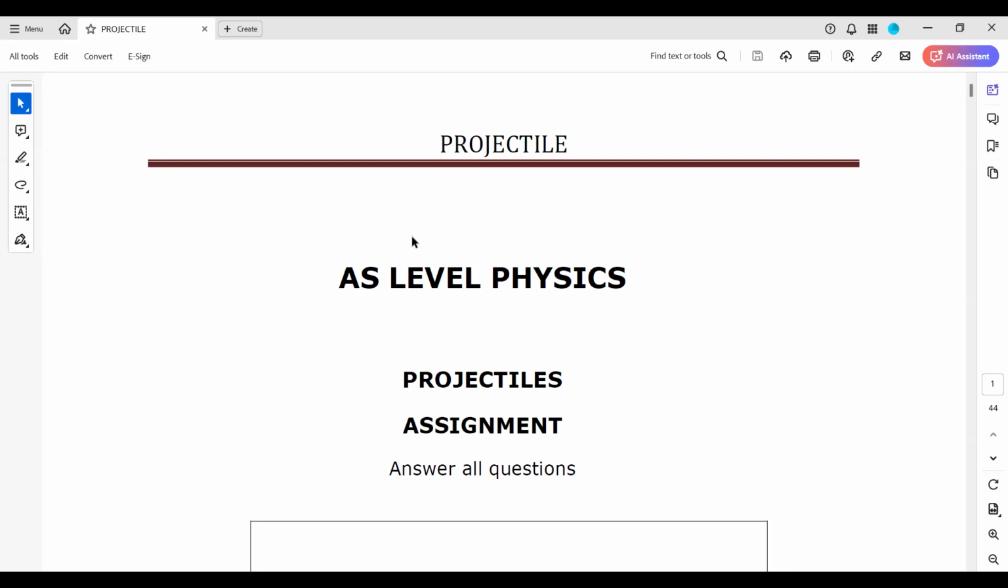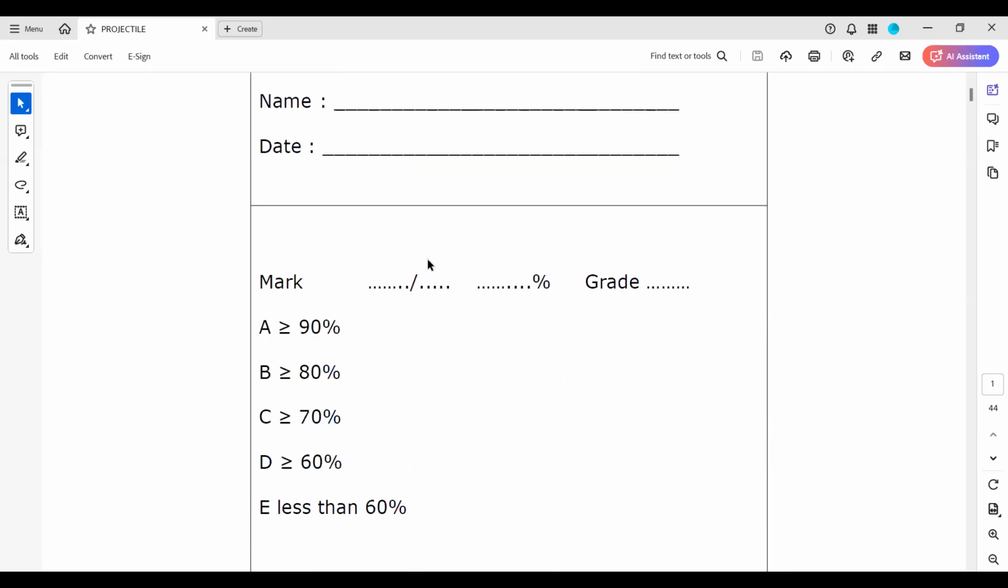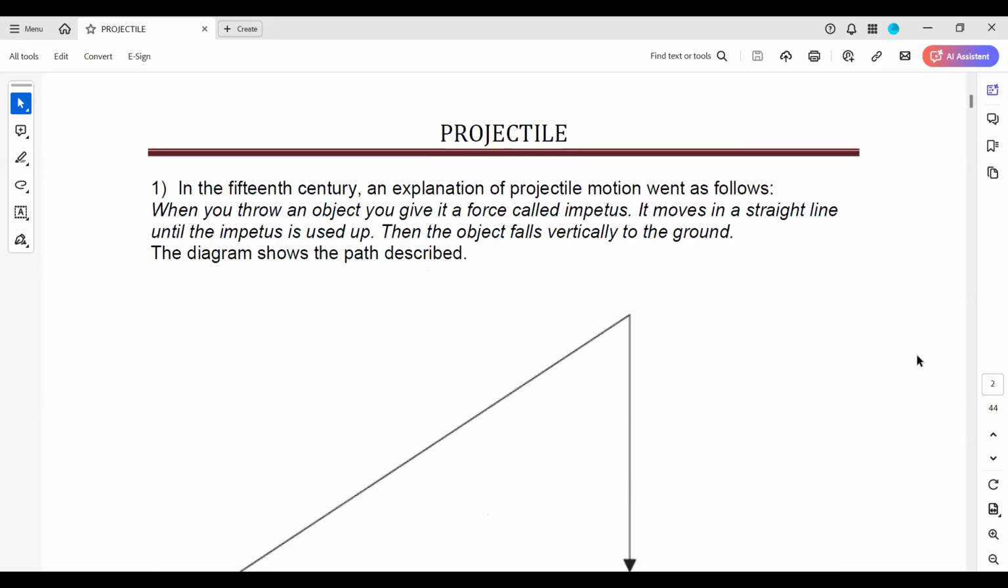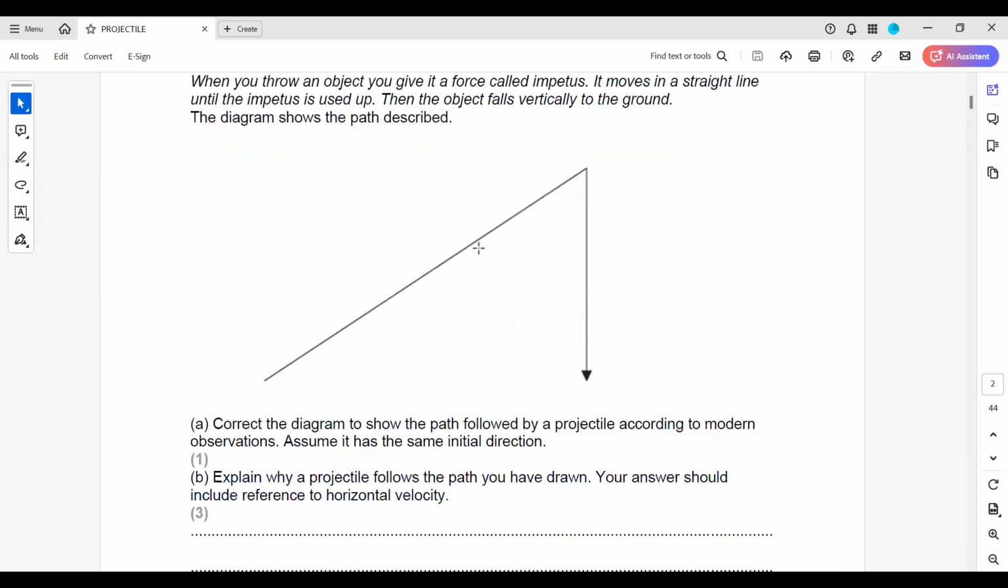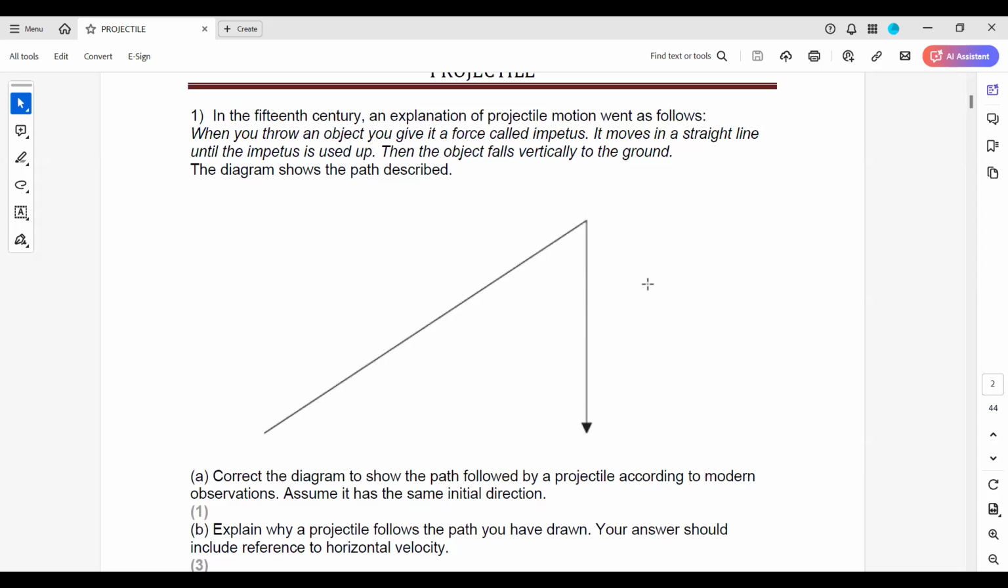Now we have some questions related to the projectile. The first question: in the 15th century, an explanation of a projectile went as follows. When you throw an object, you give it a force which is called impetus. It moves in a straight line until the impetus is used up. Then the object falls vertically to the ground. The diagram shows the path described. So this is a 15th century explanation of the projectile. Correct the diagram to show the path followed by a projectile according to modern observation.